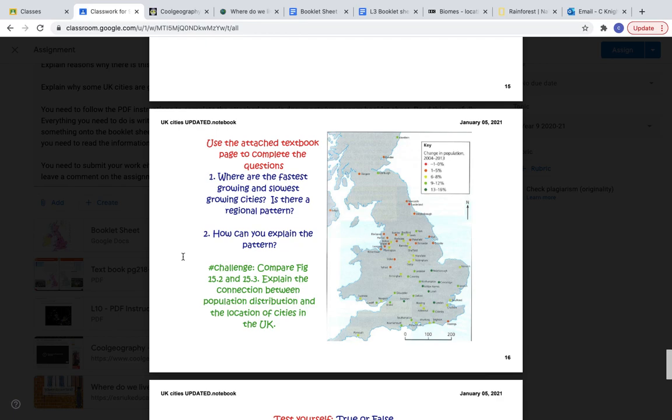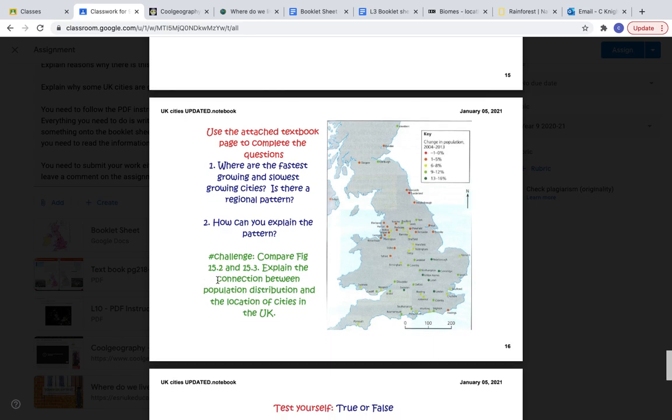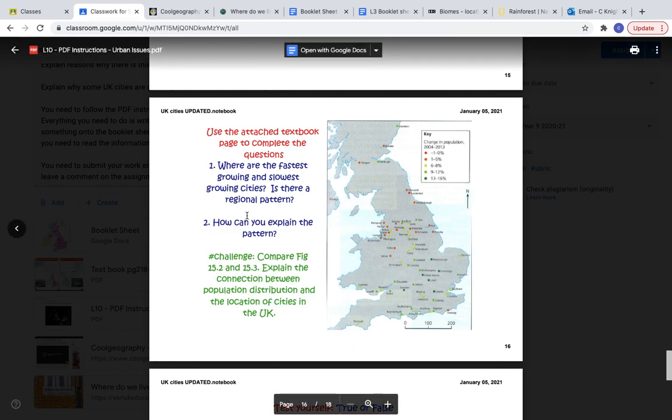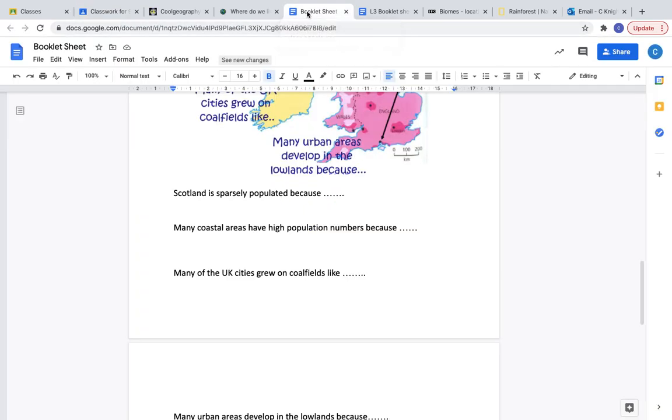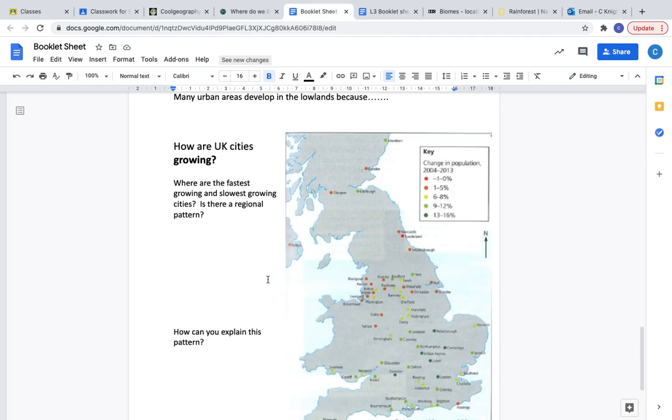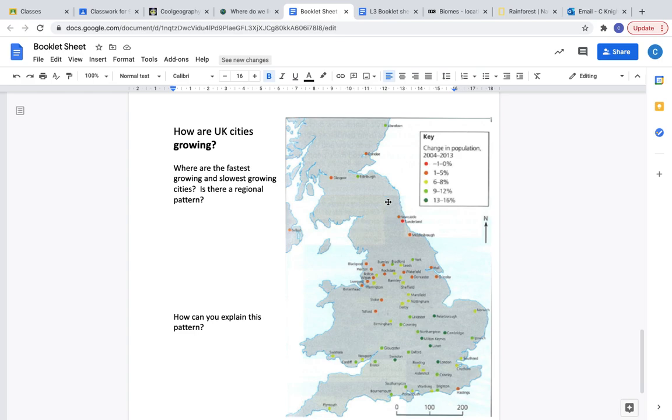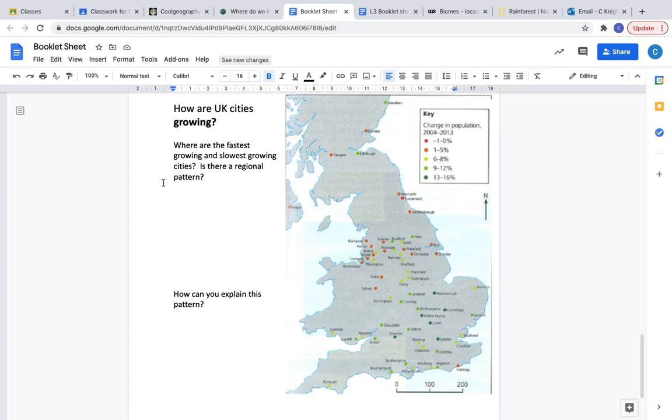As an extra challenge for this, you can compare figures 15.2 and 15.3. So you want to explain the connection between population distribution and the location of cities in the UK. This is a challenge, so don't feel like you have to do this, but it would be good if you could have a little think about this. So just to go back to these questions, you would answer these questions on the booklet sheet, which has the diagram on it as well, so you don't need to keep flicking between them. So you need to answer these two questions, and you can use the textbook to help you.